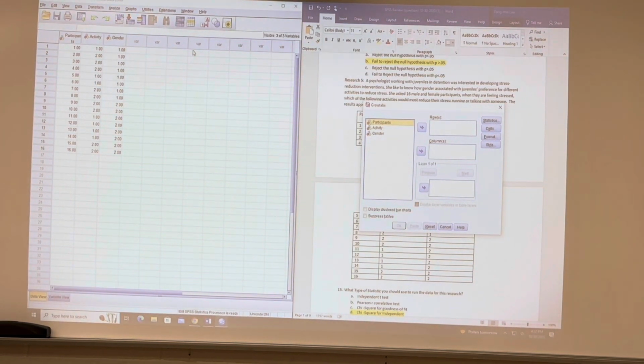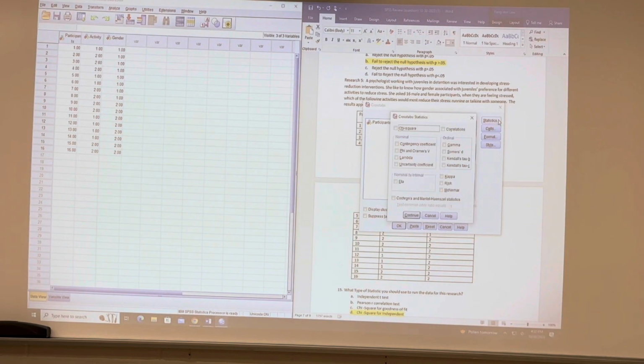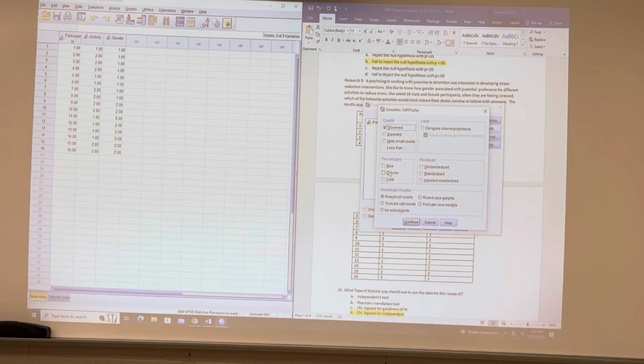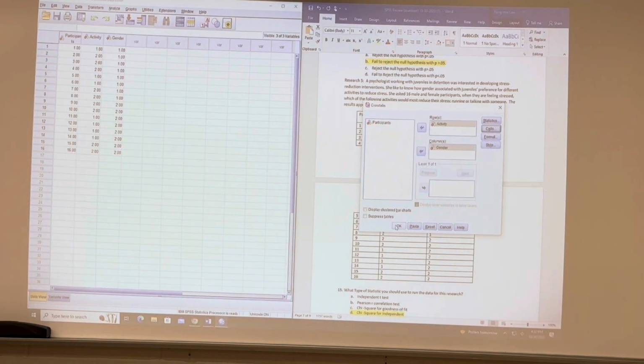Okay, everybody got this? Okay, and then you put activity and gender into different boxes. You can flip them, but they have to be in different boxes. And click statistics, okay, you have to ask for it. This one doesn't give you chi-square automatically, you have to ask for it, okay? So put chi-square, continue, and then go to cells, row, column, total, continue, and okay.